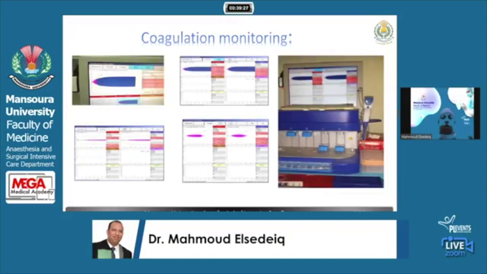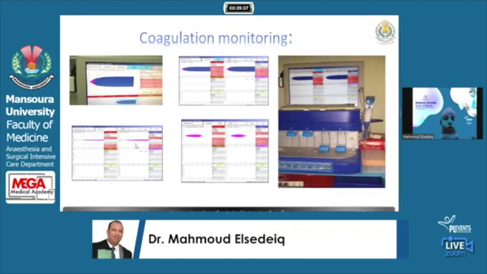This picture is from our patient with aprotinin. In the second picture we found a hypocoagulopathy. Here there is no clot formed. Also here there is a hyperfibrinolysis.